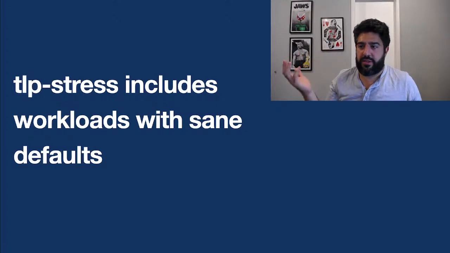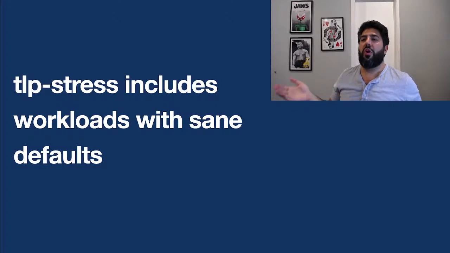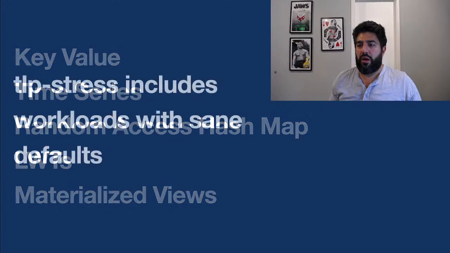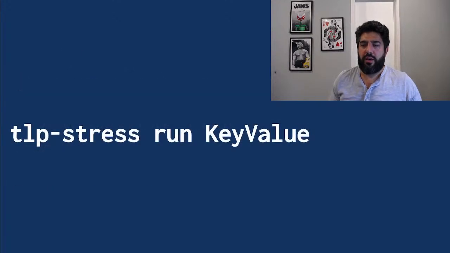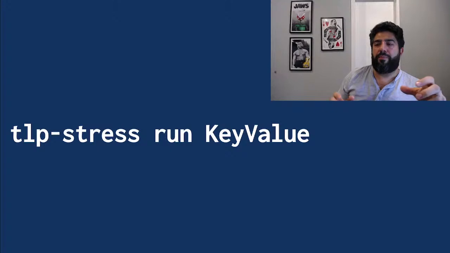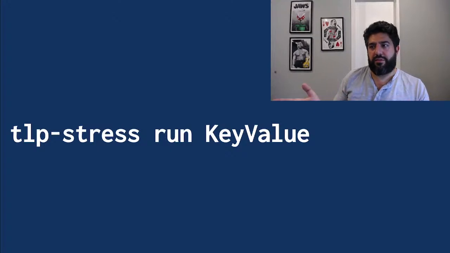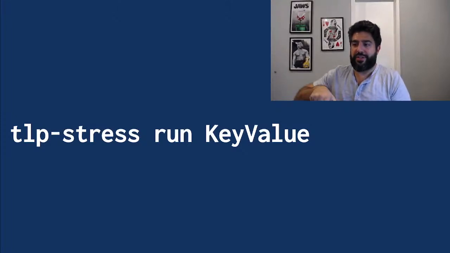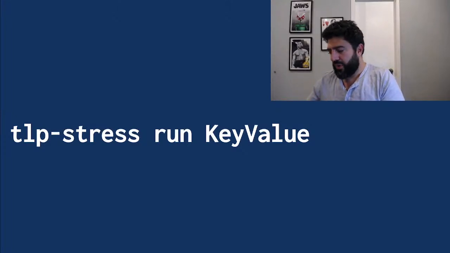So I basically just decided I would ship a benchmarking tool with all the benchmarks built in. The cool thing about doing this is that you get to put reasonable defaults on everything. For example, if you want to run a key value type workload, where you have a table with a simple key and a value, no clustering columns, this is really easy. You literally just run tlp-stress run KeyValue. The reason why I like this should be obvious. There's almost nothing that you have to think about.